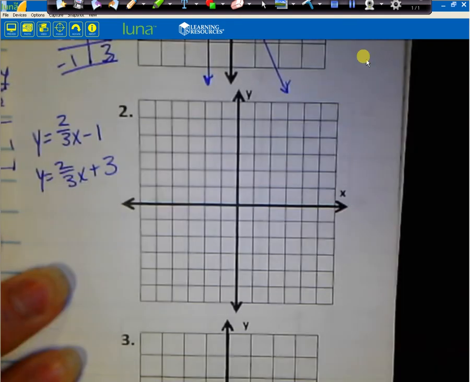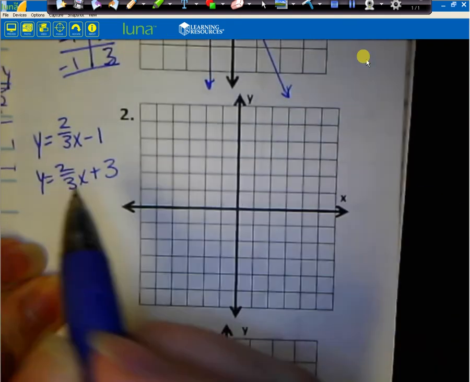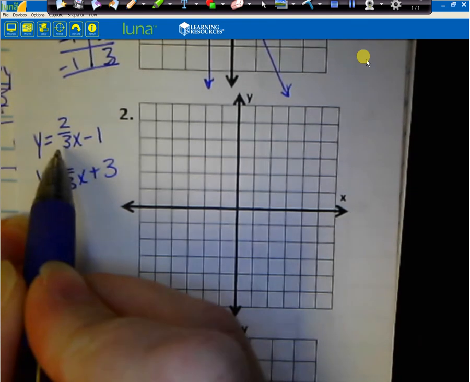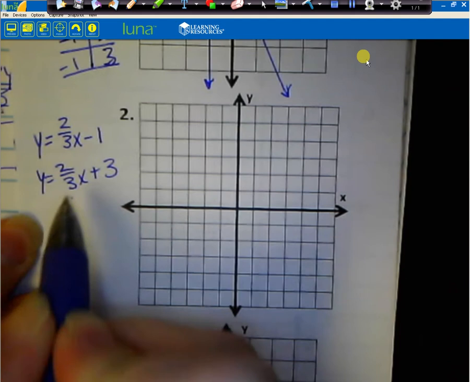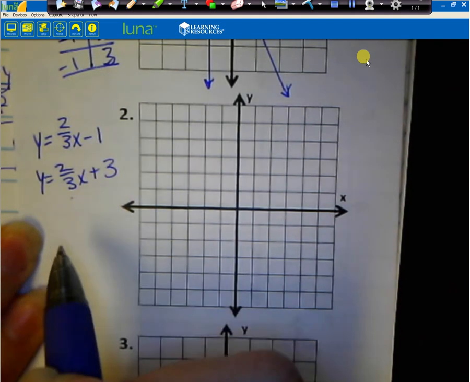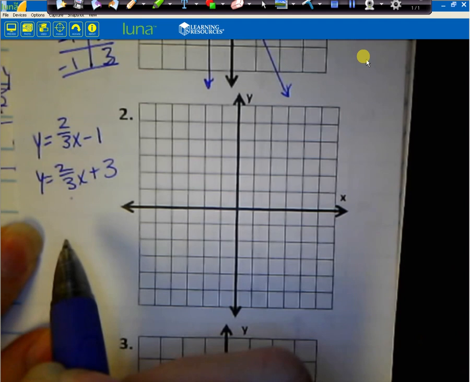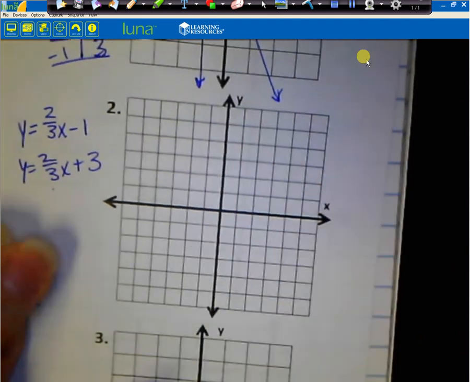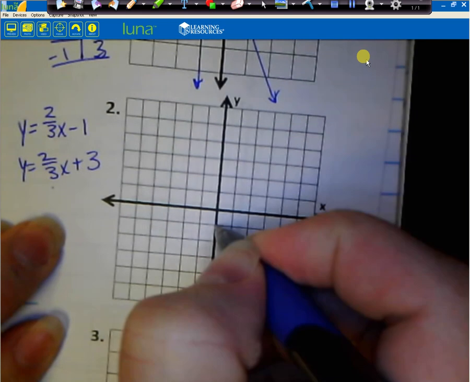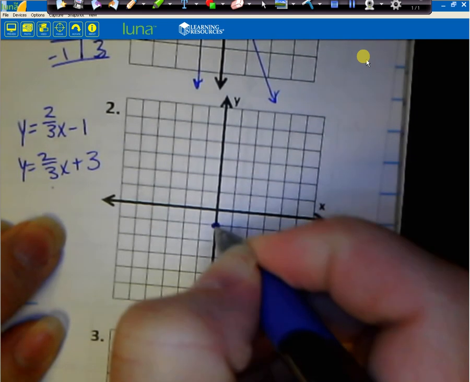Alright, so you may already notice that these equations have something in common. This 2 over 3x is a common feature here and here, and that does mean that my lines are going to be parallel. So we're going to have to graph these lines and see exactly what that means for solving a system of equations. So for the first one, my b is negative 1, so that's going to be my first point. That's where I begin on the y-intercept.